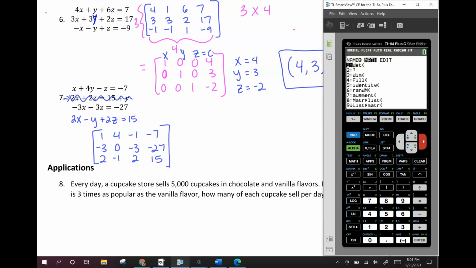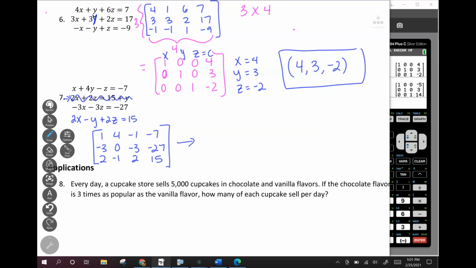You kind of work your way backwards. Now on math is where we grab our REF. Then we grab our matrix A. And there's our row reduced echelon form. So that's going to be 1, 0, 0, -5, 0, 1, 0, 3, 0, 0, 1, 14.